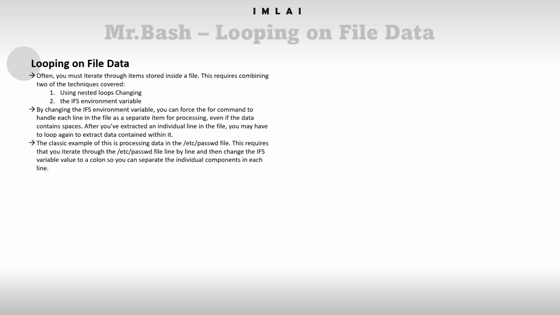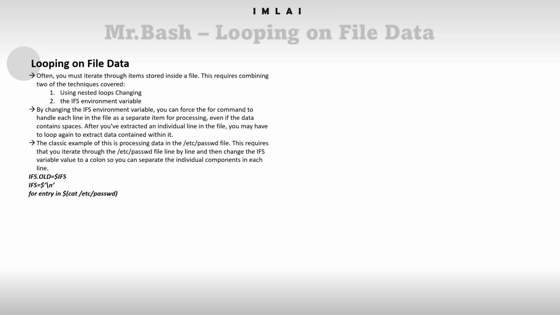This requires that you iterate through the /etc/passwd file line by line. Literally I'm saying line by line, and then change the IFS variable value to a colon, so you can separate the individual components in each line. I'll show you directly with an example, and then I'll explain. Before that, just go through the code here once, and then we will jump into the exercise. So IFS.OLD, this is our environment variable, that's IFS.